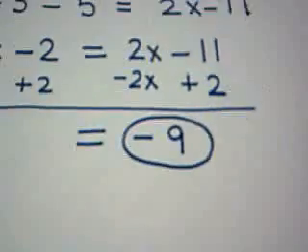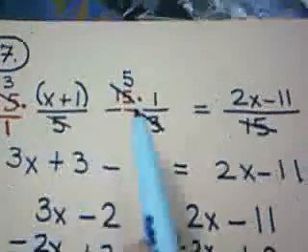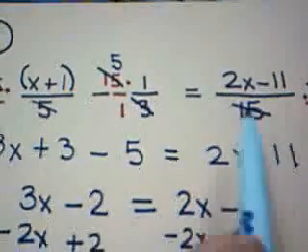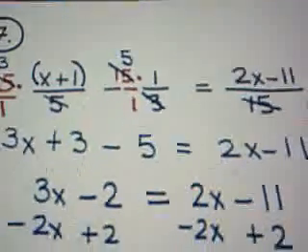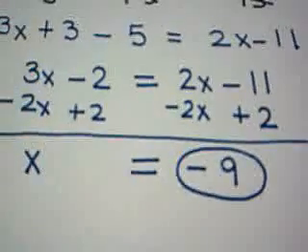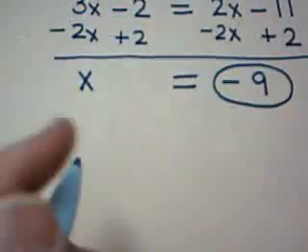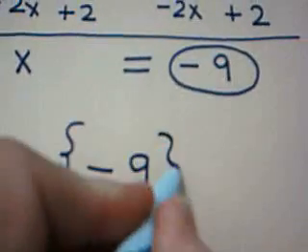One of the main reasons that I don't need to officially check it is if you look back at the original problem, there were no variables in a denominator. Every denominator was a constant, which means there's no way those denominators are going to become 0, so you don't officially have to worry about checking your answer. The solution set to this problem would be the set containing negative 9.